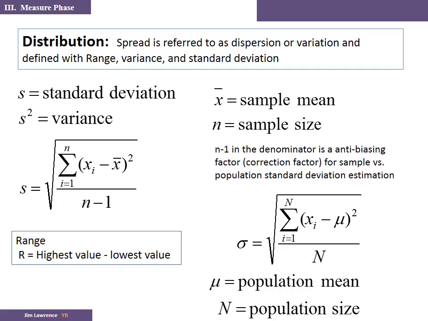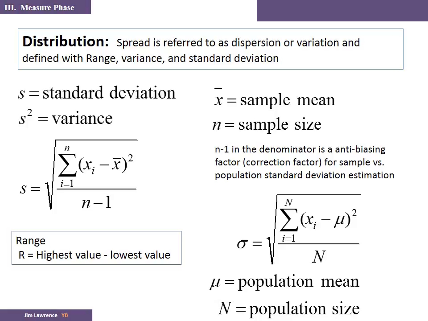Distribution is the spread of data. Its spread is referred to as dispersion or variation and is defined with range, variance, and standard deviation. And here we see the calculation for standard deviation for a population and for a sample.